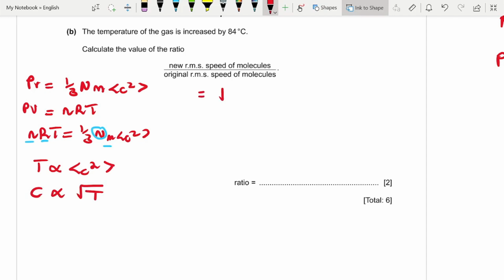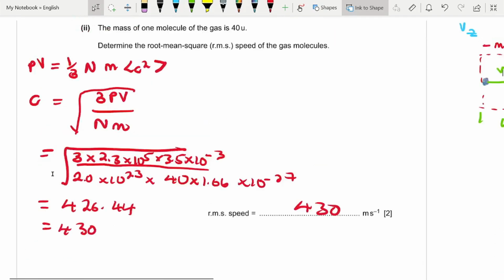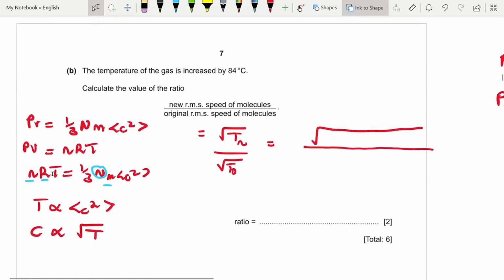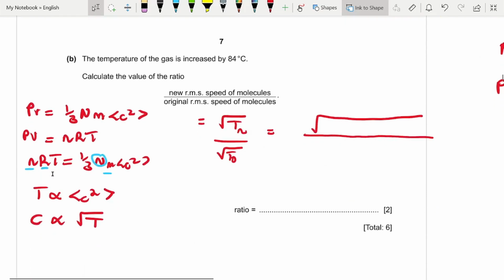So it means that the square root of the new temperature divided by the square root of the old temperature is going to be the ratio itself. So if you have this scenario, it's the square root of the new temperature. Remember, it was increased by 84, right? If you were drinking 2 cups of water and you increase by 2 cups, how many cups are you drinking? 4 cups. So if you had 21 degrees Celsius, right, and you increased by 84, what is your new temperature? It's not 84, guys. It's 21 plus 84, right? So you have 84 plus 21. But remember, this is in degrees Celsius.